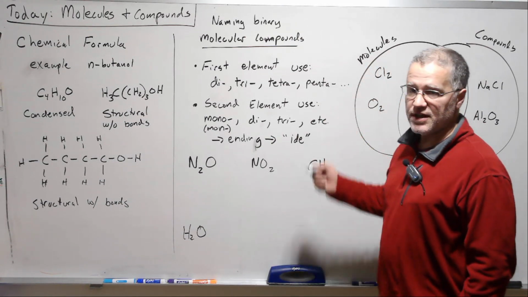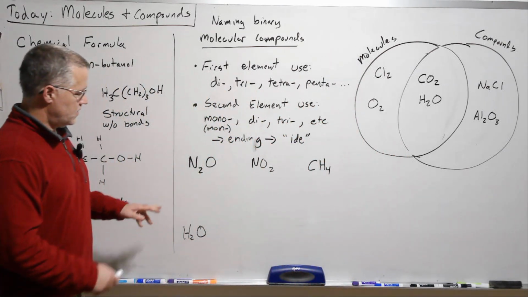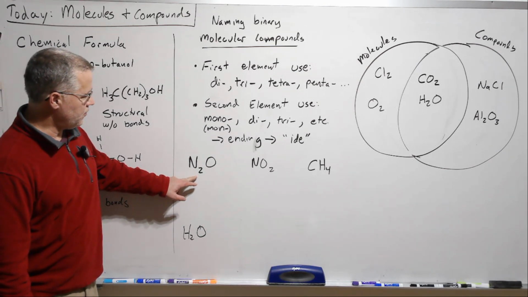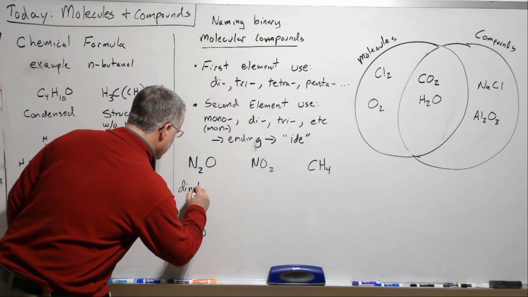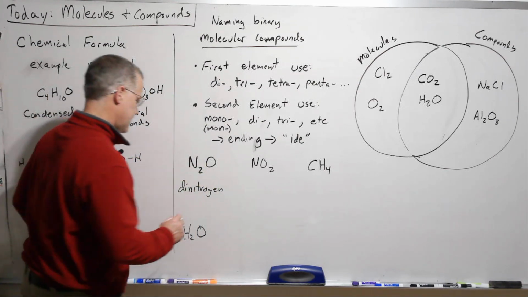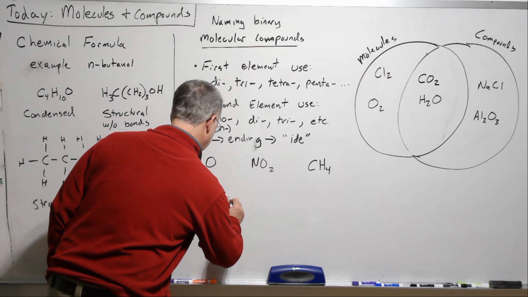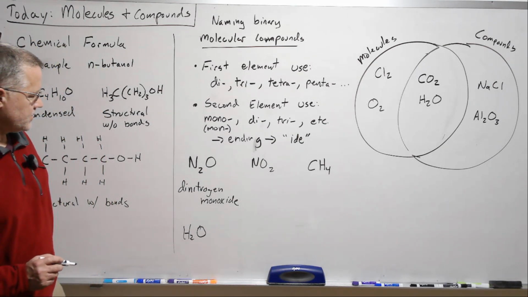All right, so let's just look at a few examples here. Here, as written, nitrogen is first. There's two of them, so we would say dinitrogen monoxide. Right, not monooxide, but monoxide.